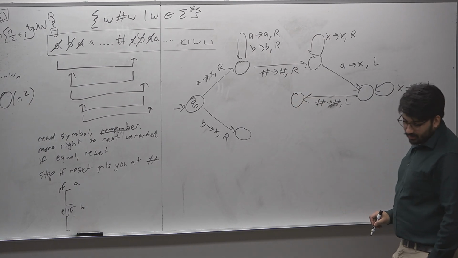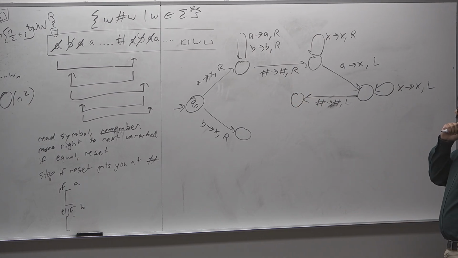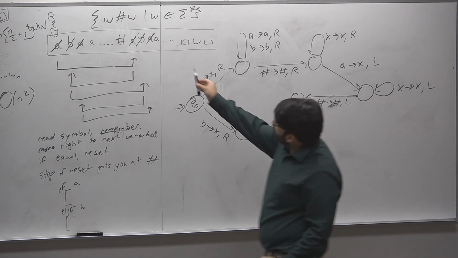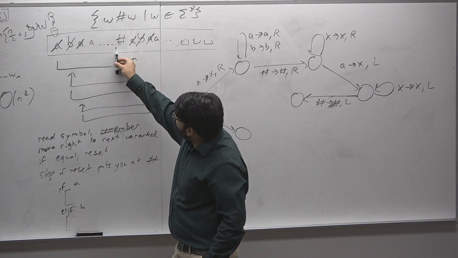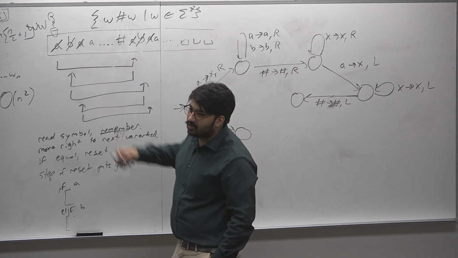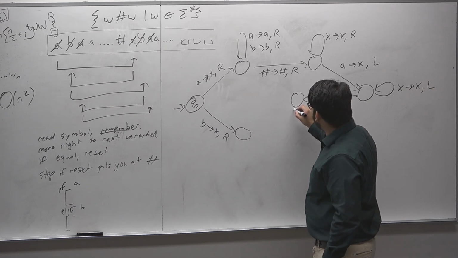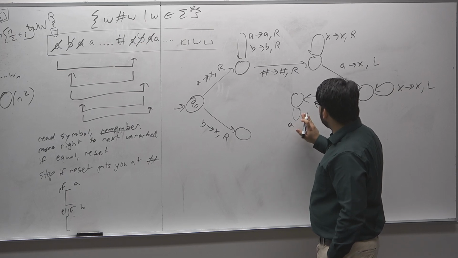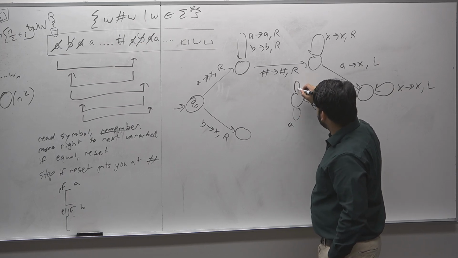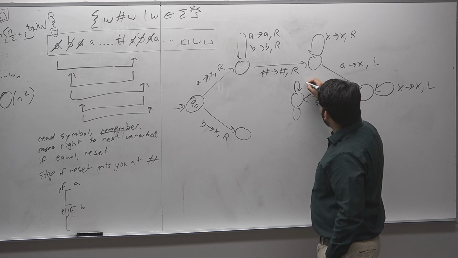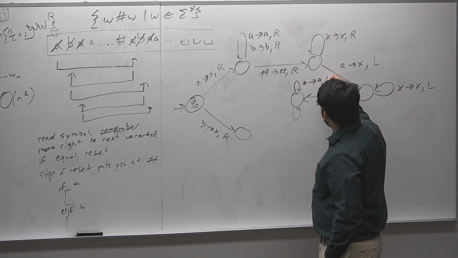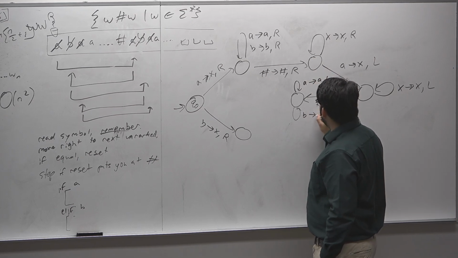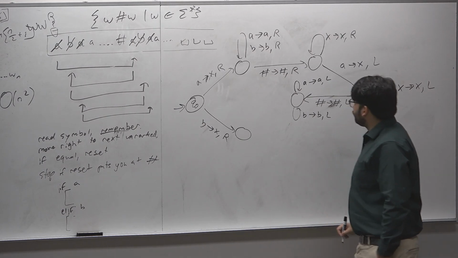So we're at some middle state here. Now, if we've moved past all these x's and past this hash, we now need to move past the unmarked. So we'll just do that again with a self loop. If we see an A, I'm trying to think how to do this space-wise. If we see an A, write an A and move left. If we see a B, write a B and move left. Okay?